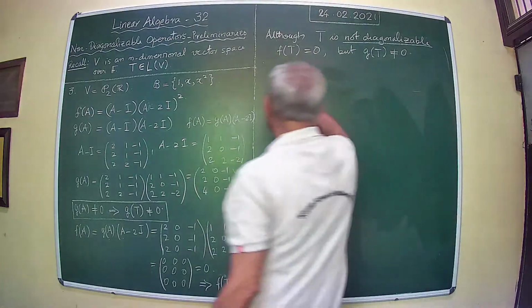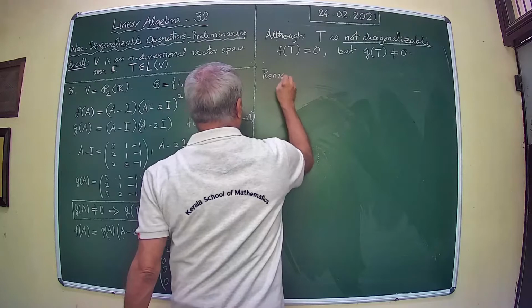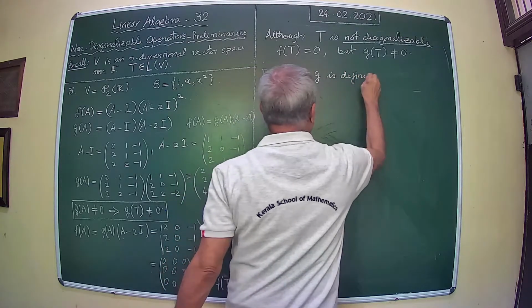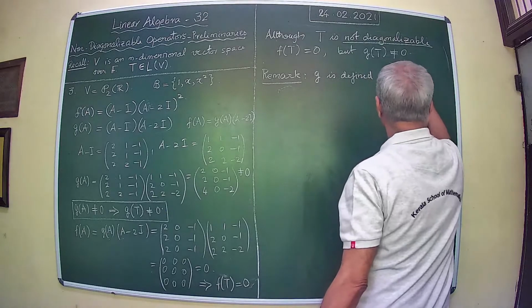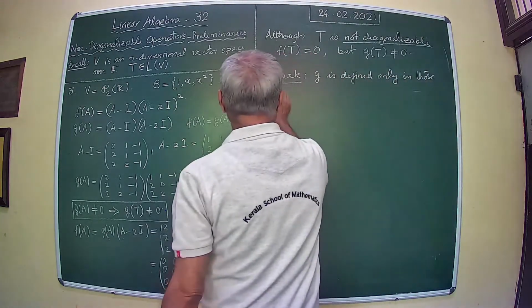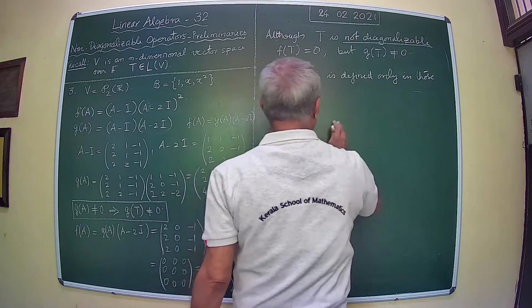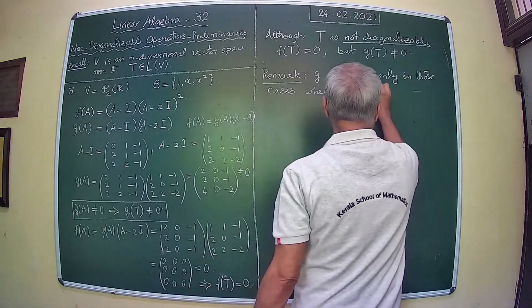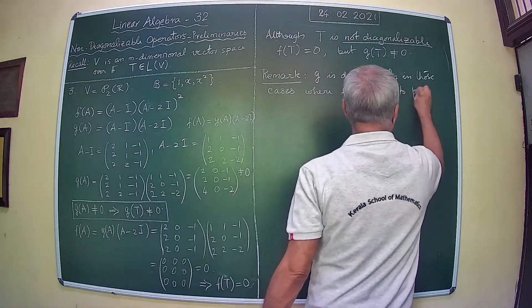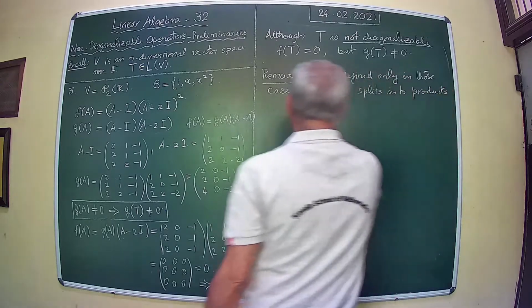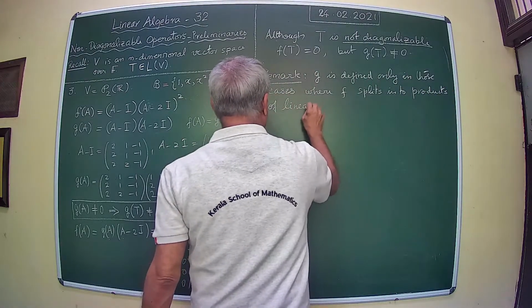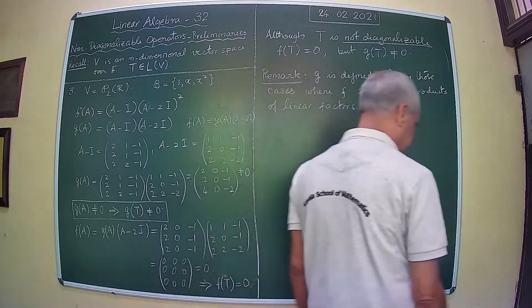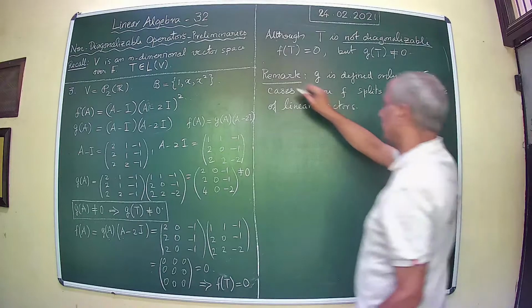So remark, g is defined only in those cases where f splits into products of linear factors. Okay, so this is something that we keep in mind.